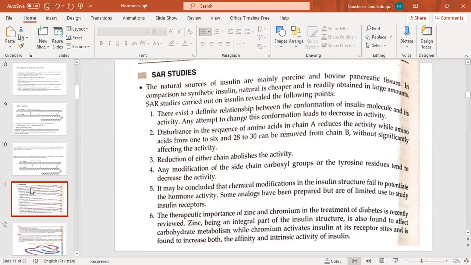Reduction of either chain abolishes the activity. If you try to reduce the whole chain, that is, remove A or remove B, then you will get no activity at all. Any modification of the side chain carboxylic group or the tyrosine residue tends to decrease the activity. And also remember, if you make any changes in the side chains of both chains, the activity will be lost.